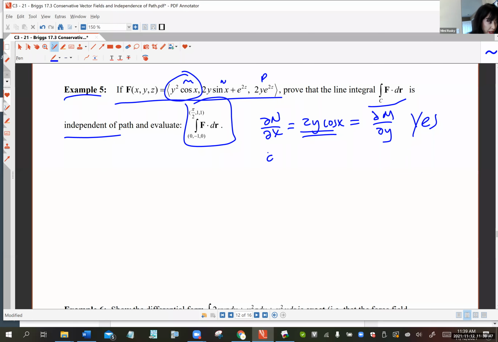What else? We need dP/dx, whatever that's equal to. Is that going to be the same as dM/dz? Let's check it out. dP/dx. P is the last component.